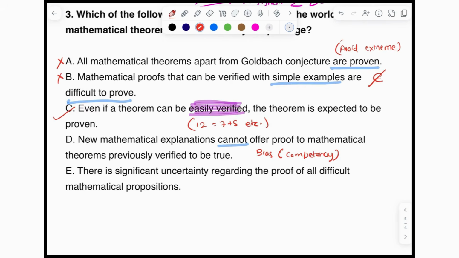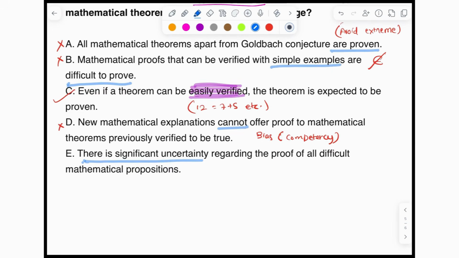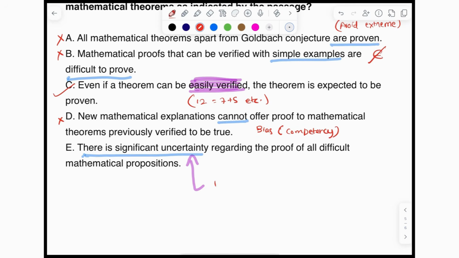Now, let's go to the option number 5. Yes, there's a significant uncertainty regarding the proof of all difficult mathematical propositions. But does the author really have information about the uncertainty of all difficult mathematical propositions or only the Goldbach conjecture? I agree that in a rush and under examination pressure, we may skip to focus on one single word. Even in that case, option number 5 cannot be considered the most consistent as compared to option number 3.